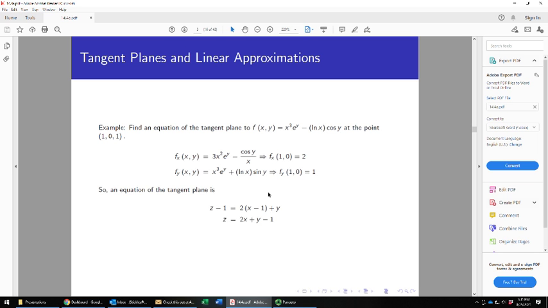So now, the equation of the tangent plane, according to the formula we had, is z minus 1, because that's the z coordinate, equals 2 times x minus 1, that's the x coordinate, plus 1 times y minus 0, because that's the y coordinate. So that's why it's just plus y. And then if you really want to, you can rearrange the equation to solve for z.